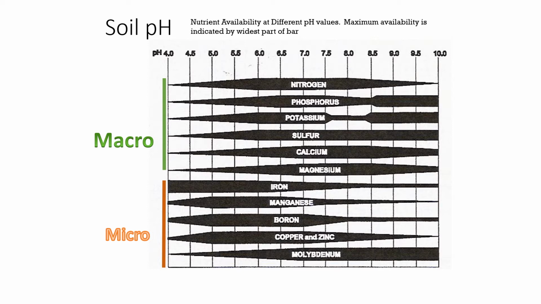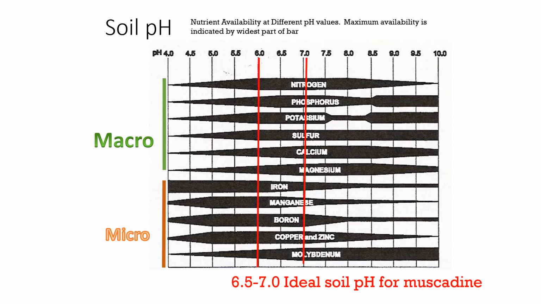Whereas for the micronutrients, a lot of those bars tend to get a lot bigger and wider as the pH gets lower, so somewhere around 4 or 5. And the width of that bar is just an indication of how available that nutrient is at each pH. And for muscadines, we're looking at an ideal pH somewhere around 6 to 7. And between those pHs, really 6.5 to 7 is even more ideal, but because of reasons we'll talk about here in a second, we put the range at between 6 and 7.